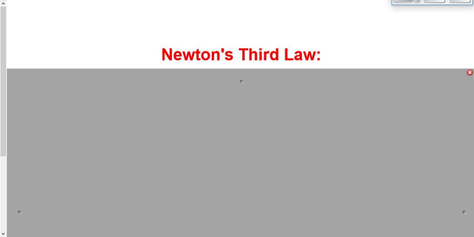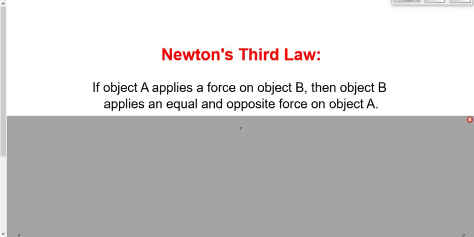Well, we learn it as, for every action there's an equal and opposite reaction, right? That's not the way we like to state it. We like to state it as: if object A applies a force on object B, then B will apply an equal and opposite force on object A. Why do we state it that way versus the way you learned it in grade 5 or grade 6, for every action there's an equal and opposite reaction?